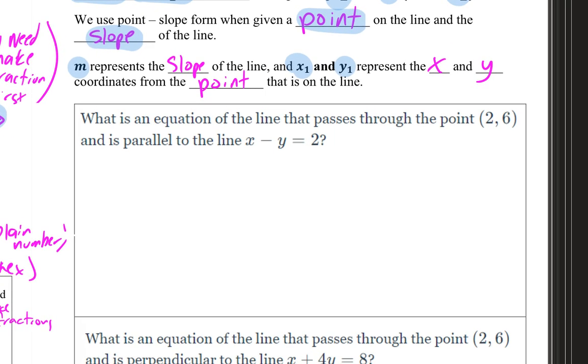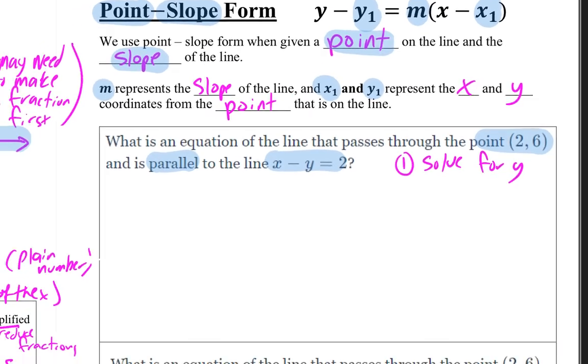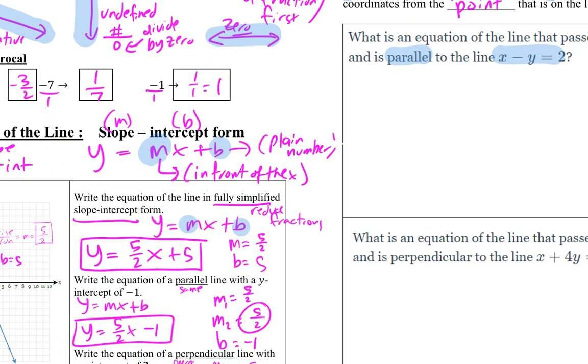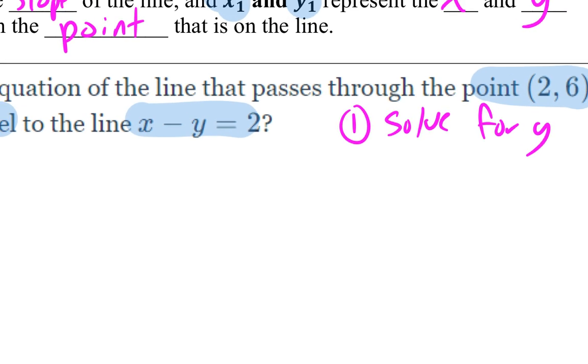Okay, so it says, what is the equation of a line that goes to this point? So they give us a point and is parallel to this line. So they don't actually give us the slope yet. The first step is we need to solve for y, because we can only tell what the slope is when it's y equals. When it's y equals, the number in front of there is the slope. This is not y equals. So we need to solve for y to make it y equals. Okay, so let's go ahead and do this together.